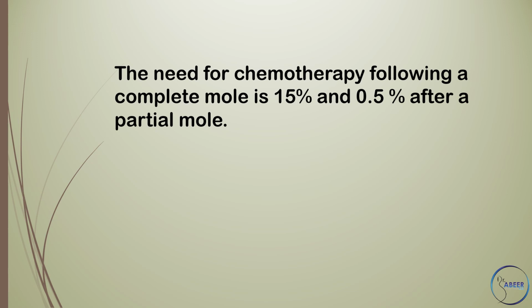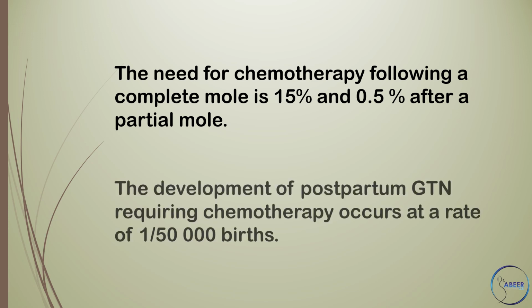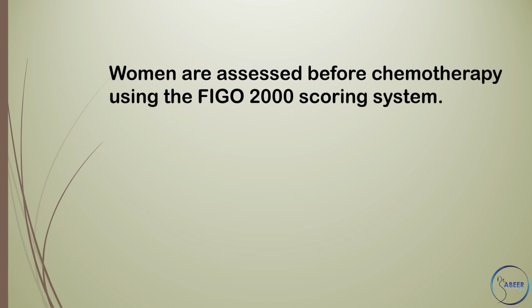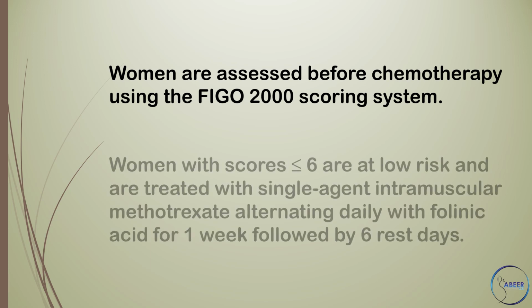The need for chemotherapy following a complete mole is 15% and 0.5% after a partial mole. The development of postpartum gestational trophoblastic neoplasia requiring chemotherapy occurs at a rate of 1 in 50,000 births. Women are assessed before chemotherapy using the FIGO 2000 scoring system.